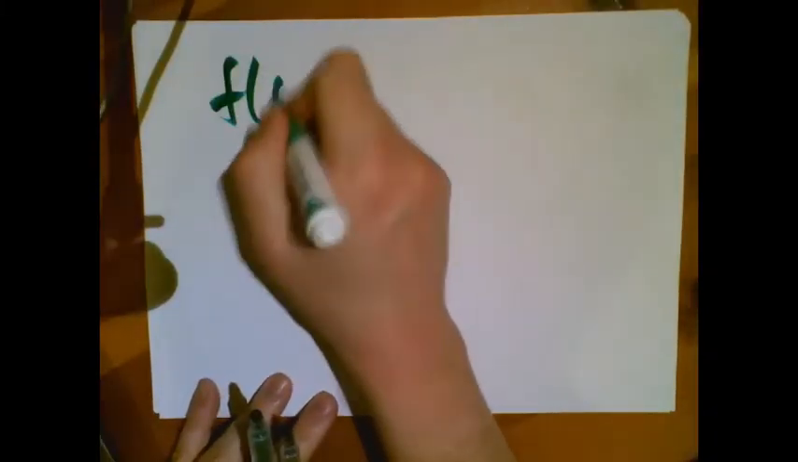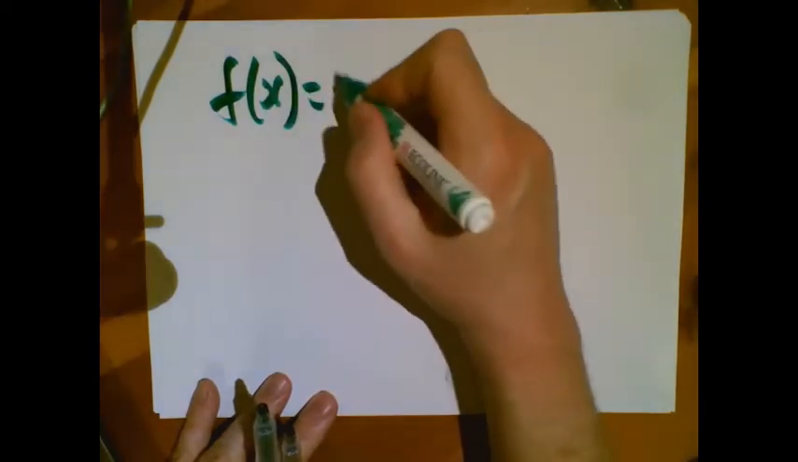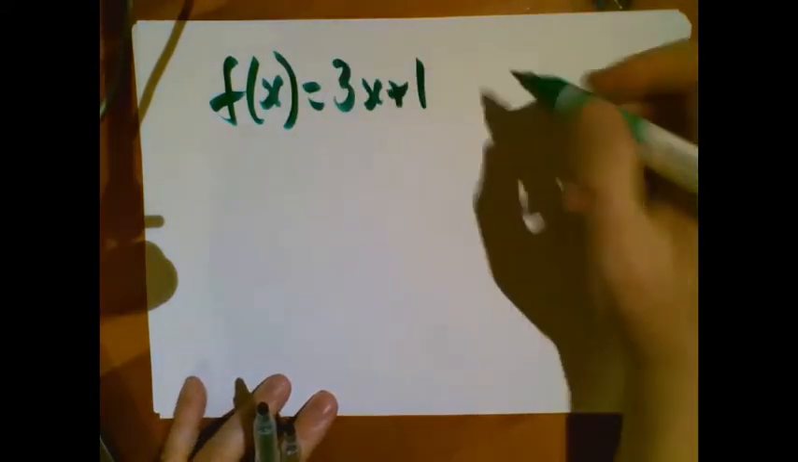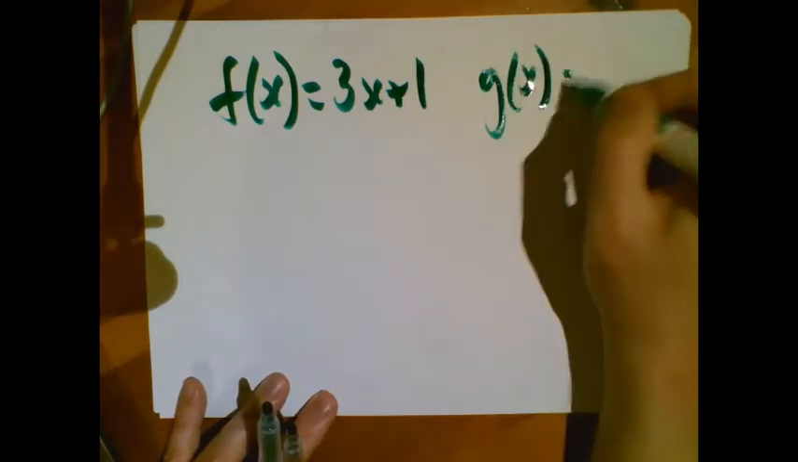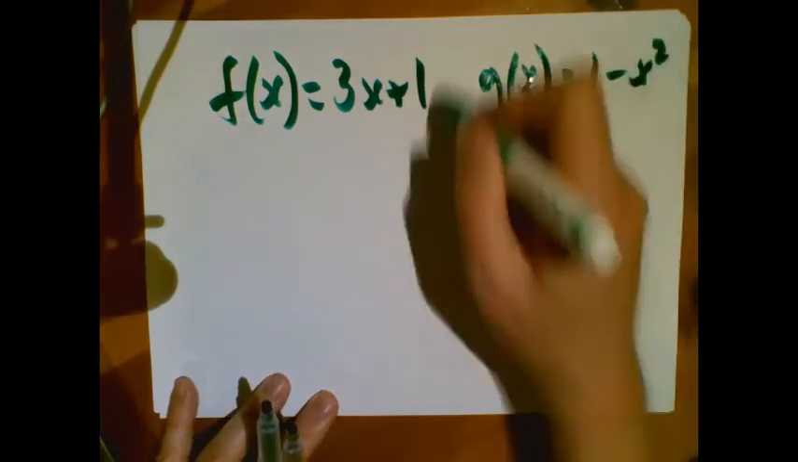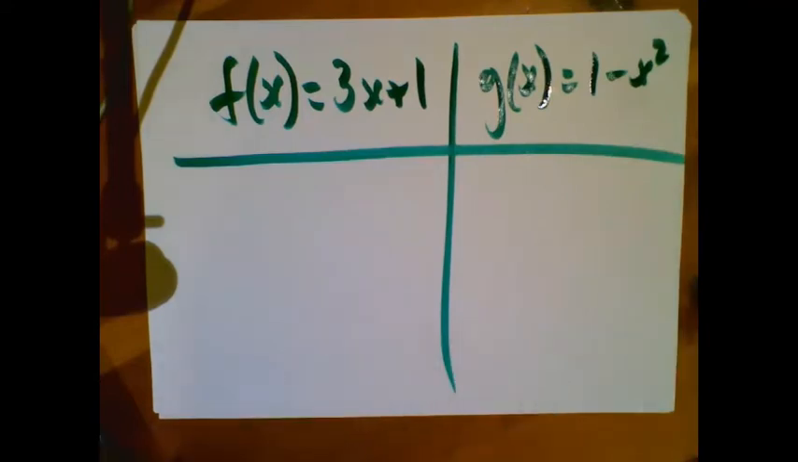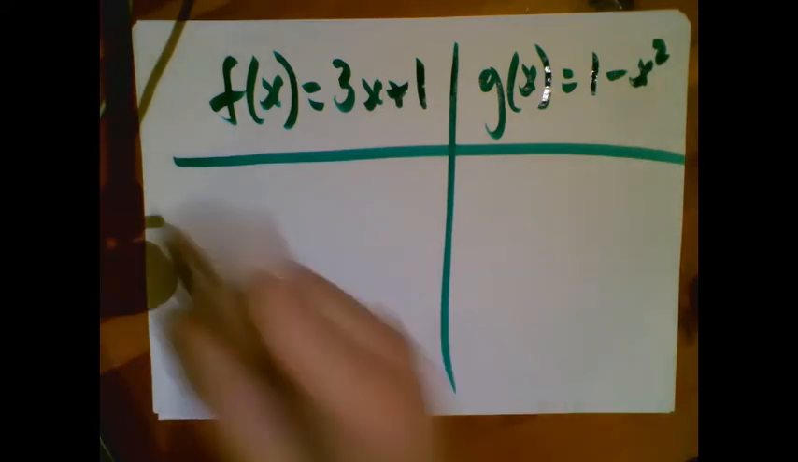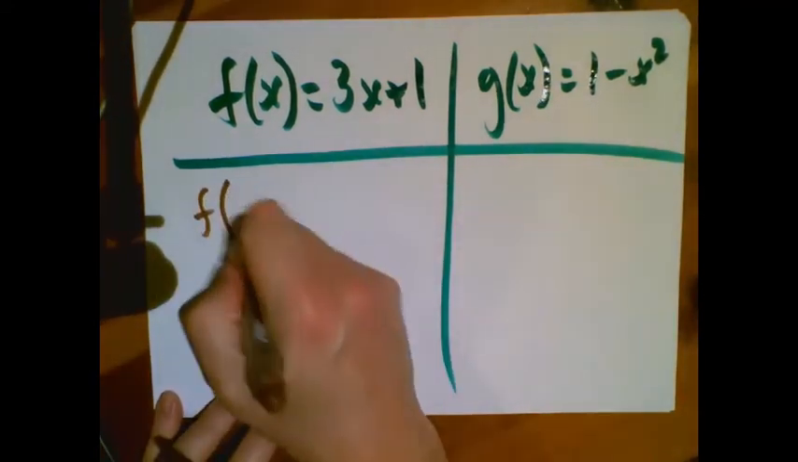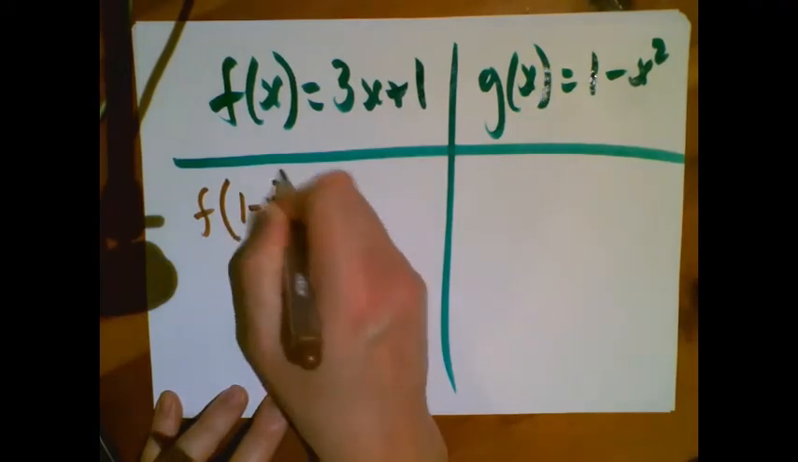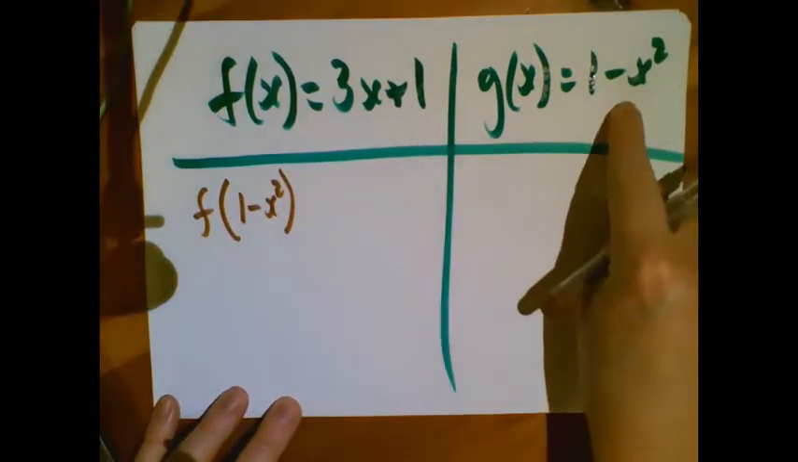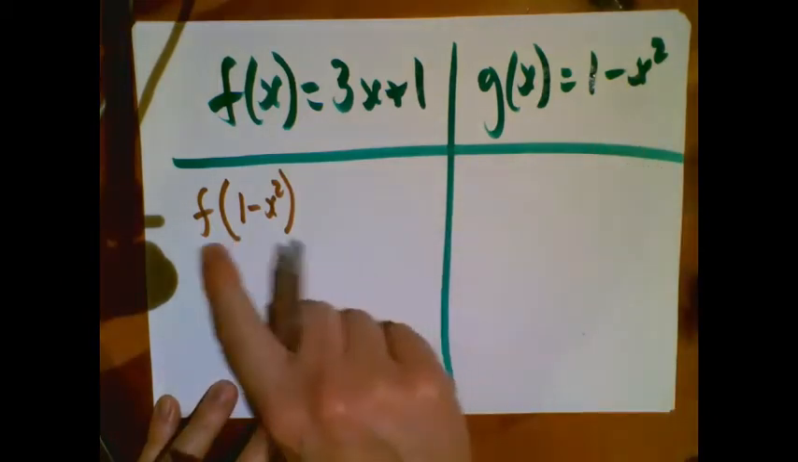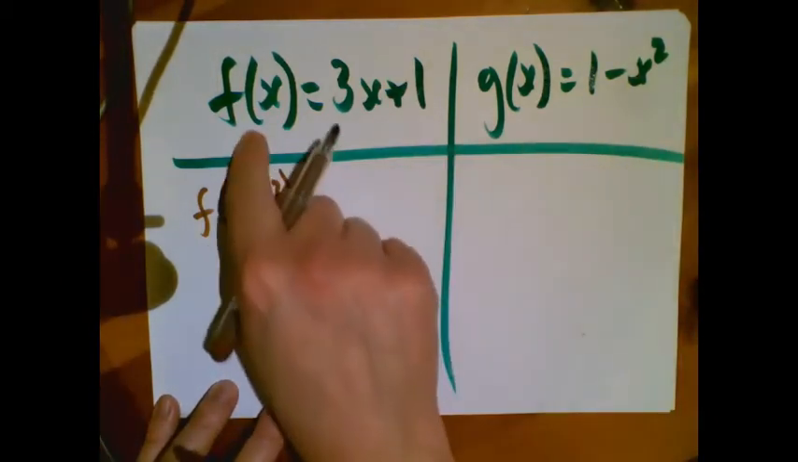If you have 2 different functions, let's say I've got f of x is equal to 3x plus 1, and I've got g of x is equal to 1 minus x squared. Of course, I can put numbers into them, I can put algebraic expressions into them, but you can actually start to put entire functions into another function. So I could have f of 1 minus x squared. Now that expression there is my definition of what g of x is. So this is really taking g of x and substituting it into f of x.